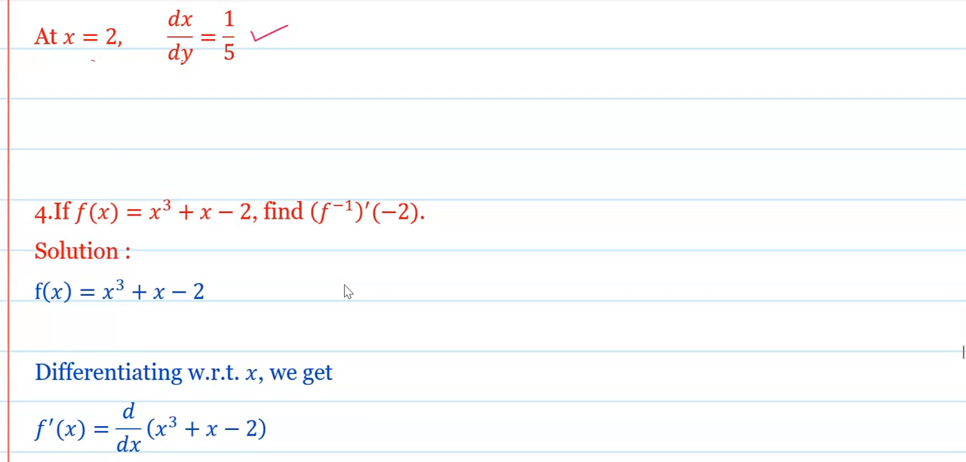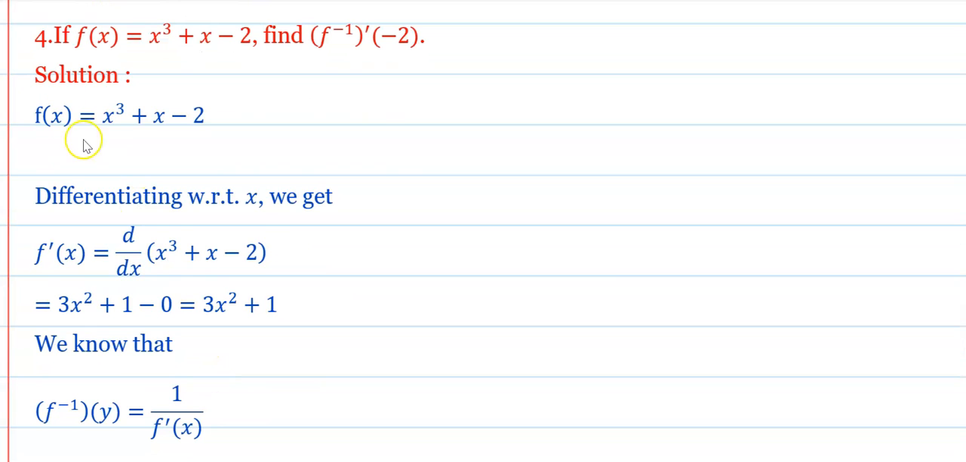Okay. Now the next. Question number 4. If f of x is equal to x cube plus x minus 2, find the derivative of the inverse of the function at y is equal to minus 2. This is the y. And f inverse dash means it's a derivative.